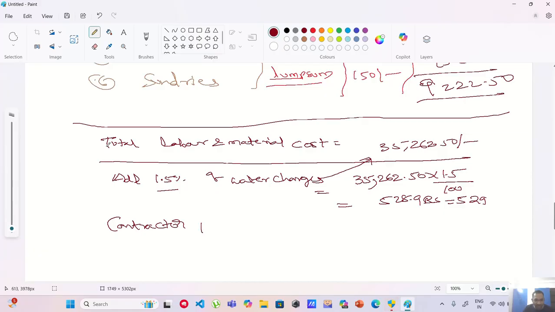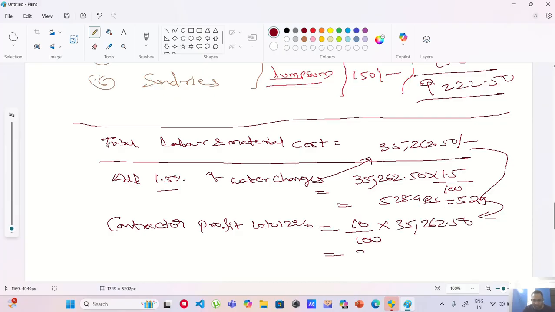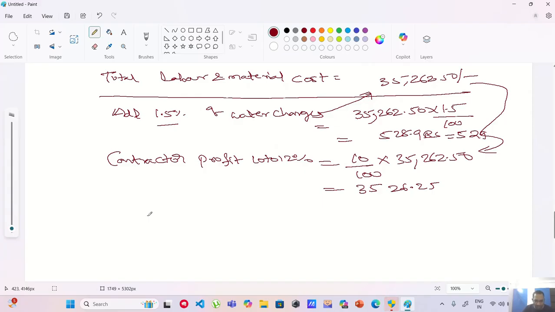For contractor profit, the standard is 10 to 12%. Contractor profit we have to consider as 10 to 12% for every work. For every quantity of work we have to take contractor profit. I am taking 10% contractor profit here. So 10 by 100 into 35,262.50. I think everyone knows, it will come to 3,526.25.